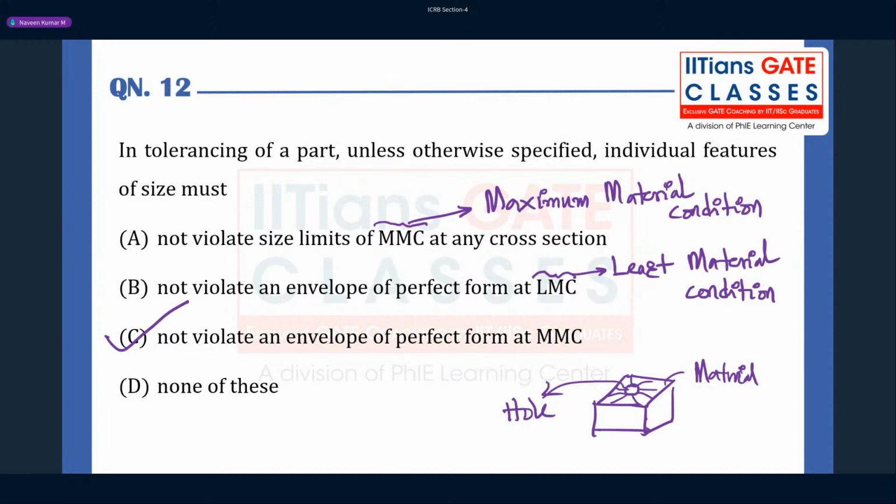Okay, good. So maximum material condition will ensure machining, whether there is any mistake or whether it is going as per the specified dimensions or not. We'll understand that. The envelope principle that I'm telling you should be perfectly maintained. Okay, good.